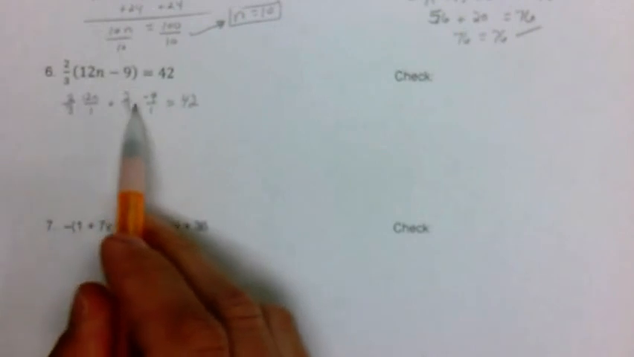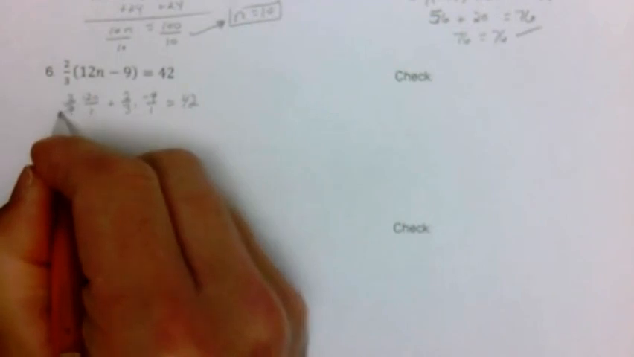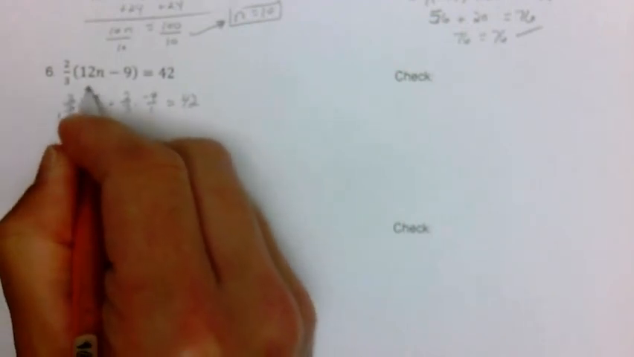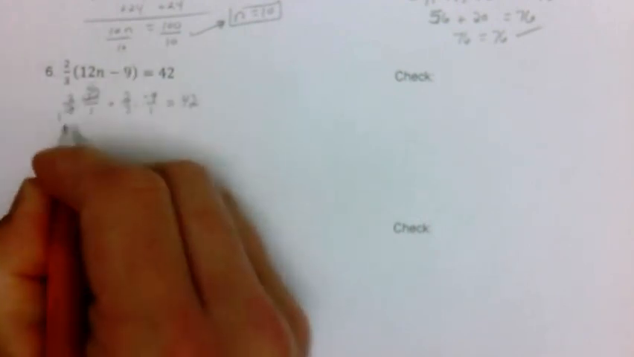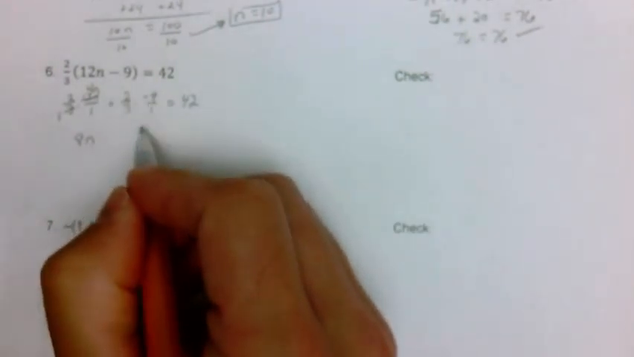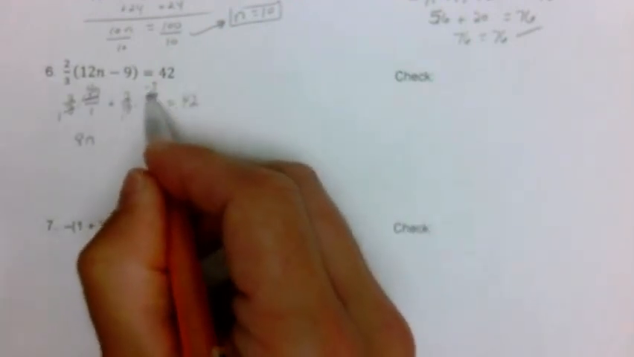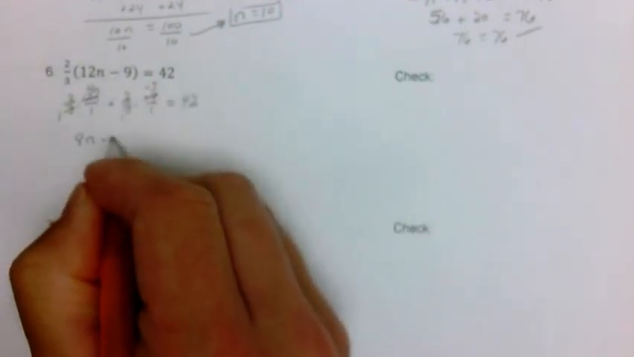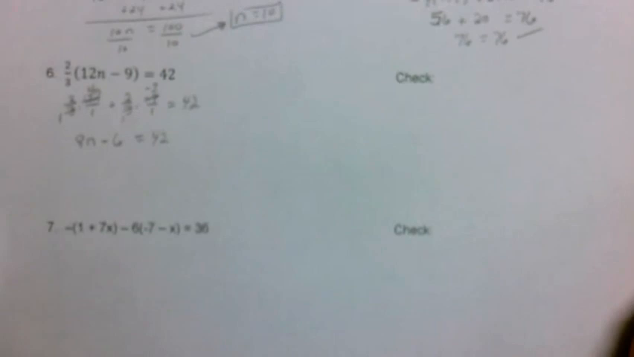In each case, before I multiply, I'm going to see if I can simplify. 3 goes into 12n 4n times. So 2 over 1 times 4n over 1 is 8n. 2/3 times negative 9. 3 goes into negative 9, negative 3 times. So 2 over 1 times negative 3 over 1, that's negative 6. So it's 8n minus 6 equals 42. And there's your two-step equation.